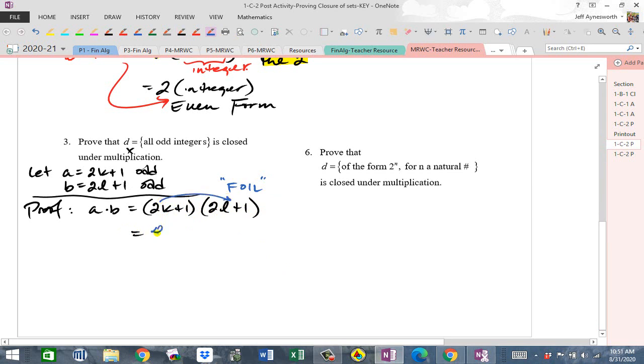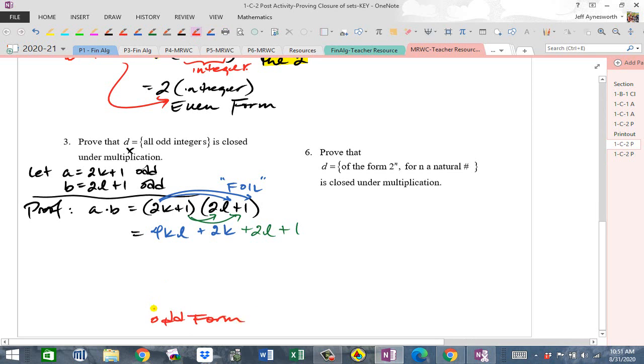So here we go, multiplying. So 4kl, you're just multiplying. 2k times 1 is obviously 2k. And then you have to distribute down here. 1 times 2l is 2l. So plus 2l. Plus 1 times 1 is 1. Now we have to show this in odd form.